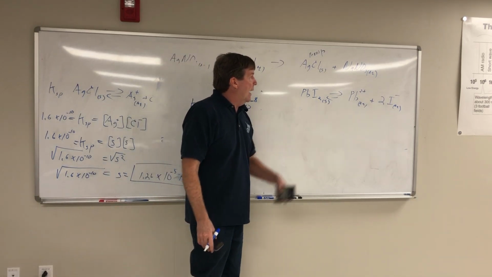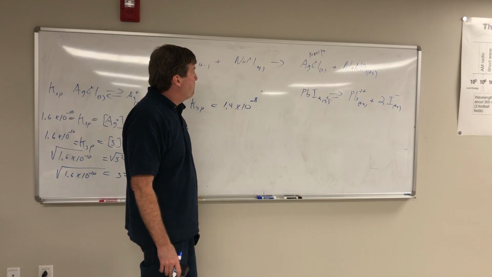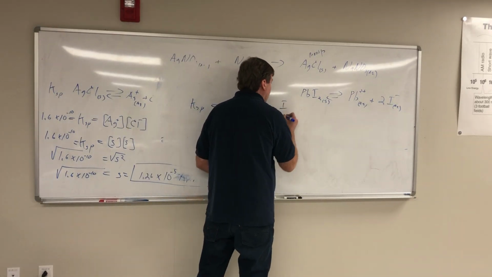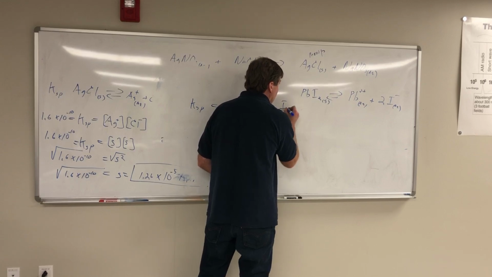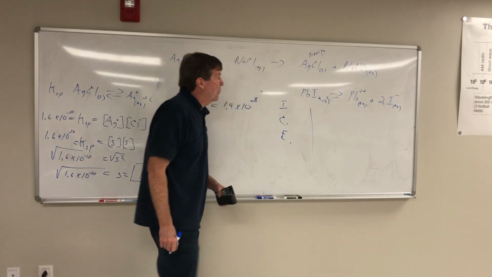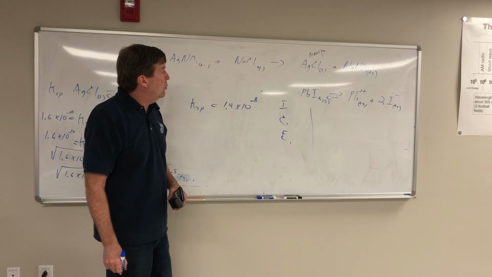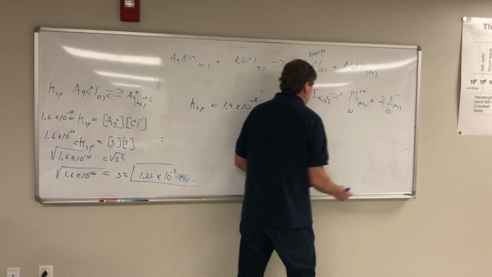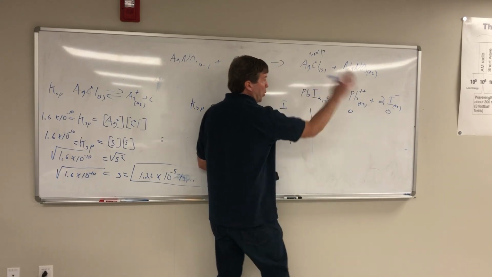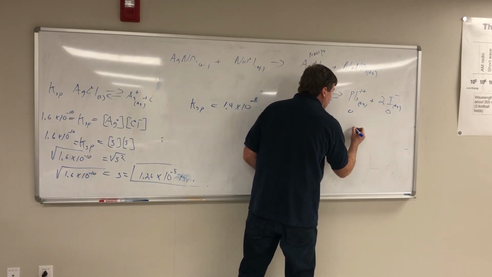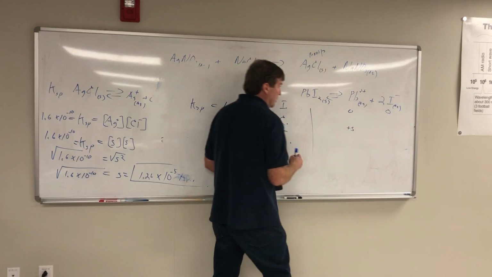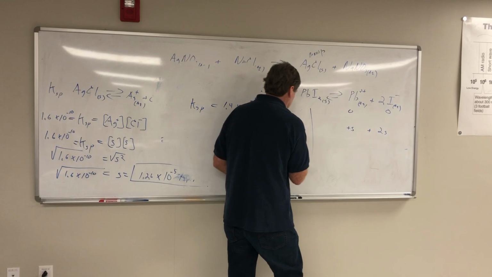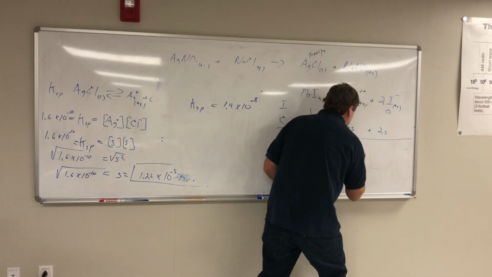So lead(II) iodide. Let's do an ICE problem. And we can eliminate the solid from our equilibrium. And let's start with 0, 0. We're going to move to the right here, so we're going to produce plus S, and this will be plus 2S.